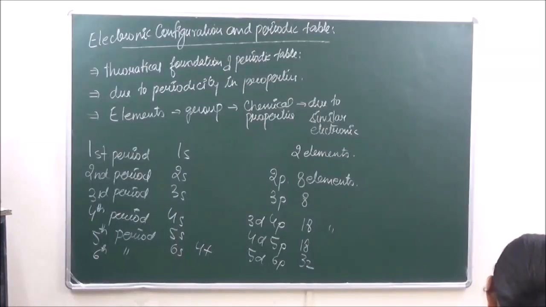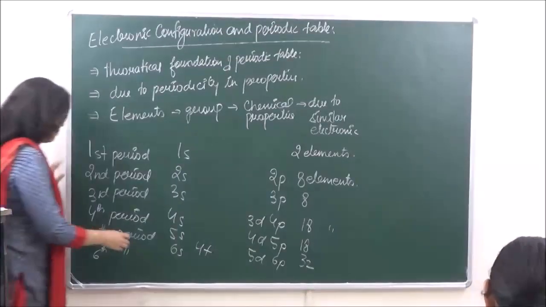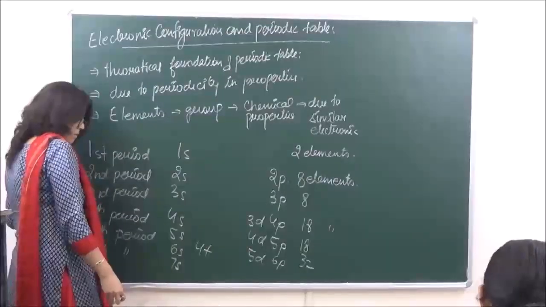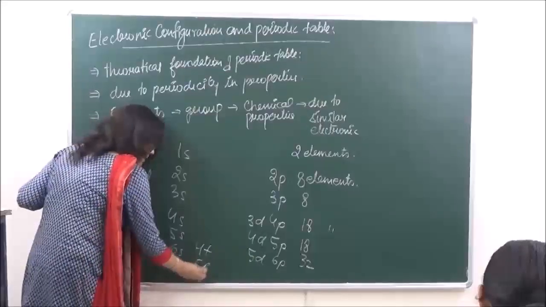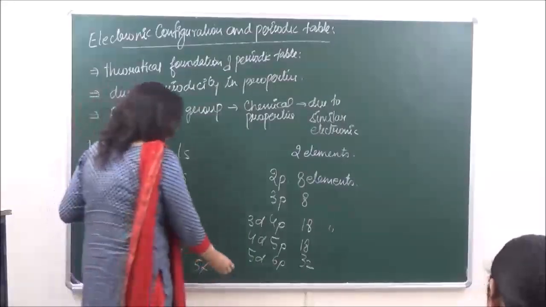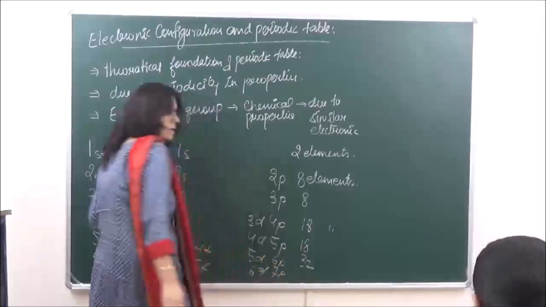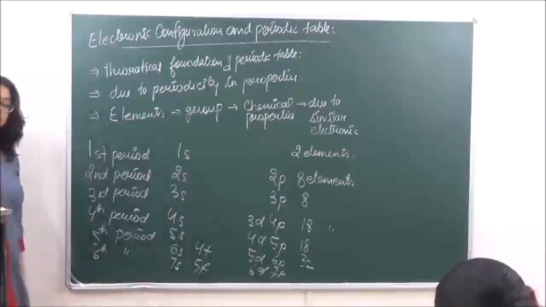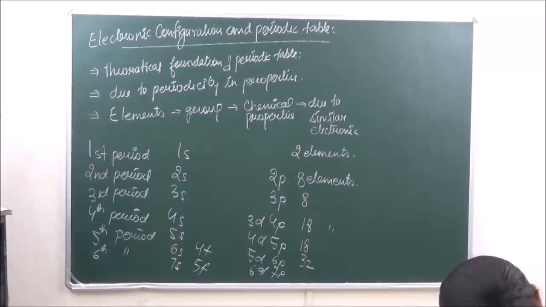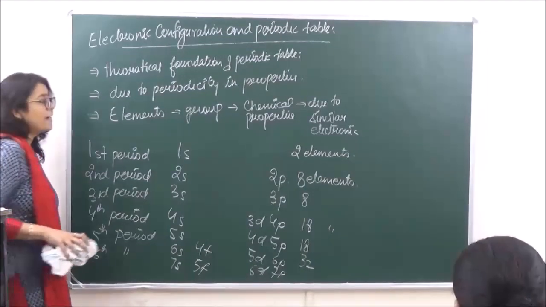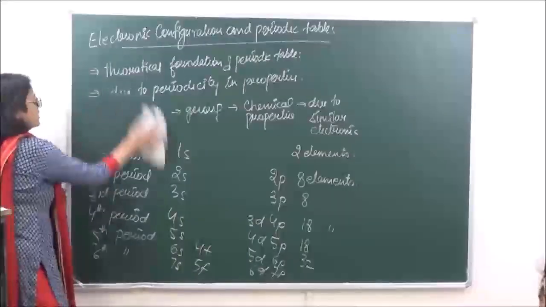Okay, and the same goes for the seventh period. In the seventh period we will fill up 7s, we will fill up 5f, then over here we will fill up 6d and 7p. So again the number of elements is going to be 32. Right? Now, depending upon the electronic configuration, we classify the elements into the following.